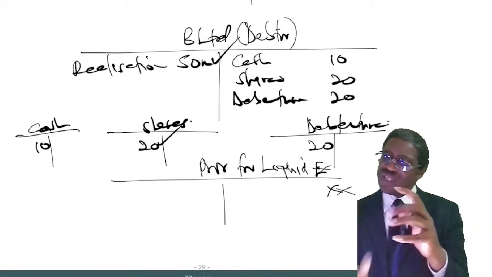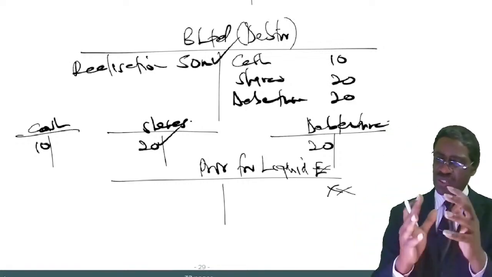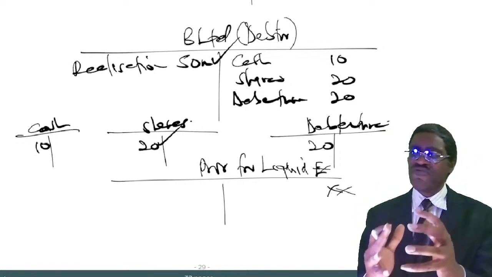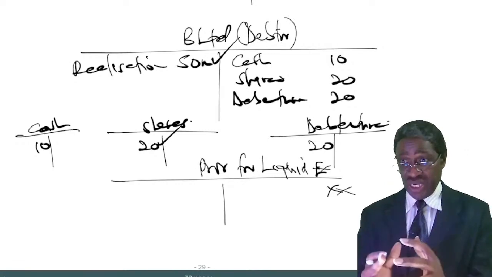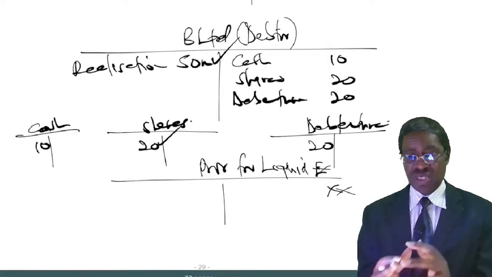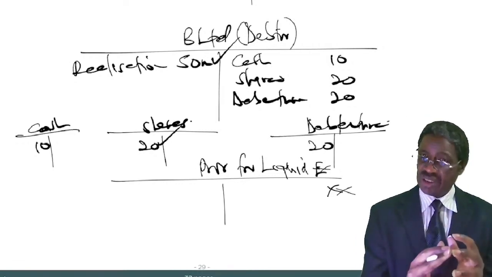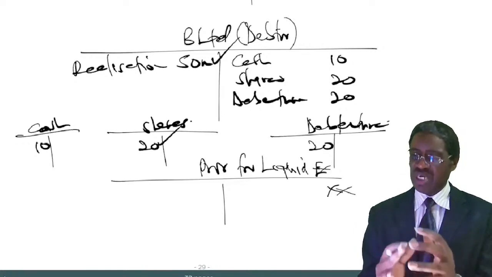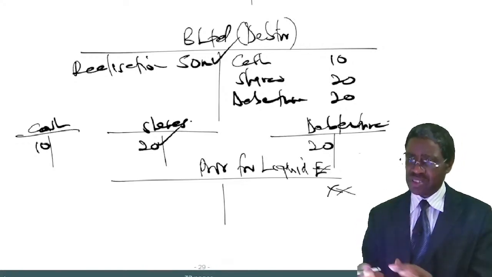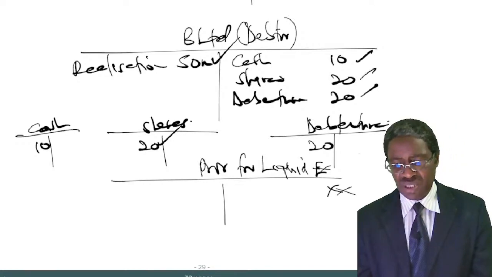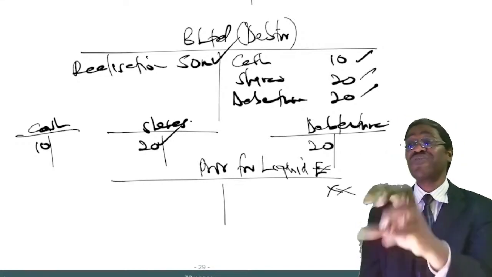Step 11 says, with the receipt of the purchase consideration, either in form of cash, shares, or debentures: if cash, debit cash. If shares, debit shares. If debentures, debit debentures. And you credit the purchasing company. That way you are receiving from B.